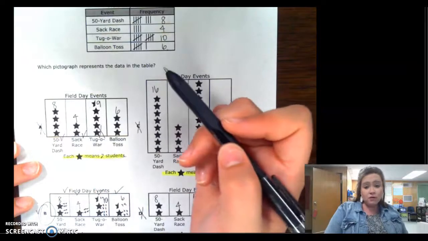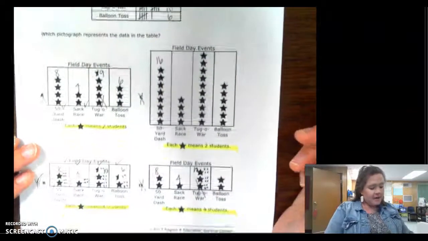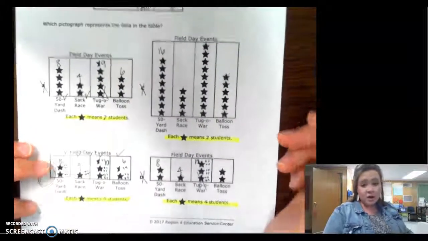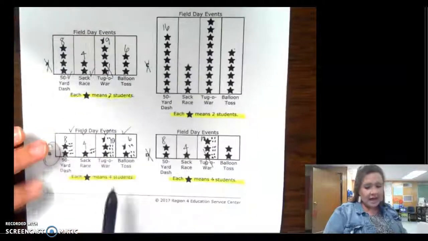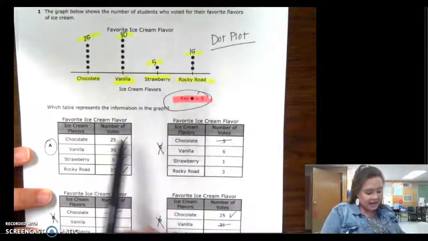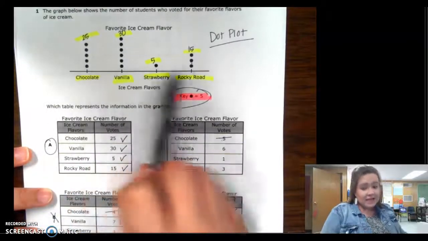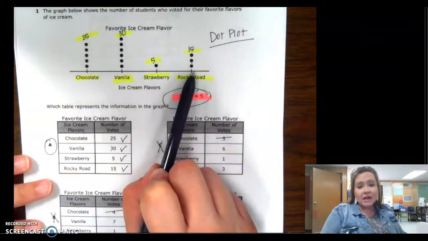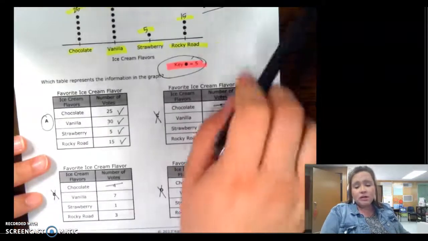Do we have a full star? Do we only have half a star? And that we know that half a star would mean 1. Here, half a star would mean 2. Okay? Same thing here. It's really important that each category matches exactly what is in the dot plot above.